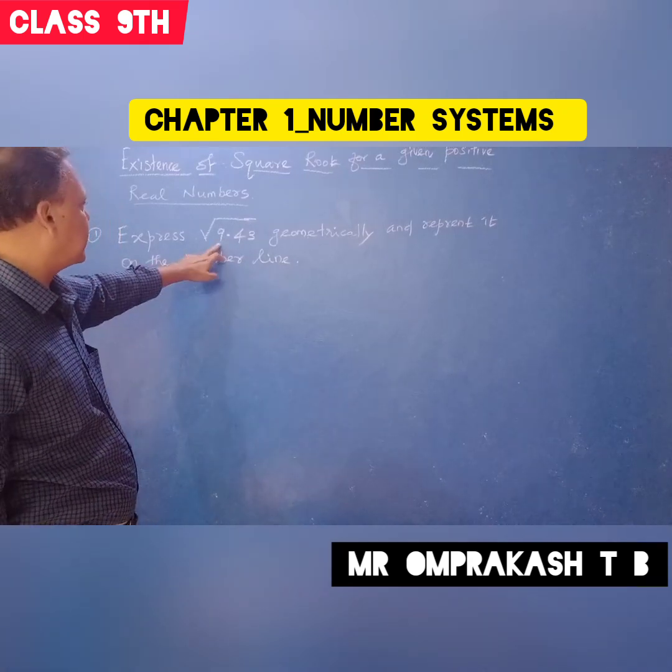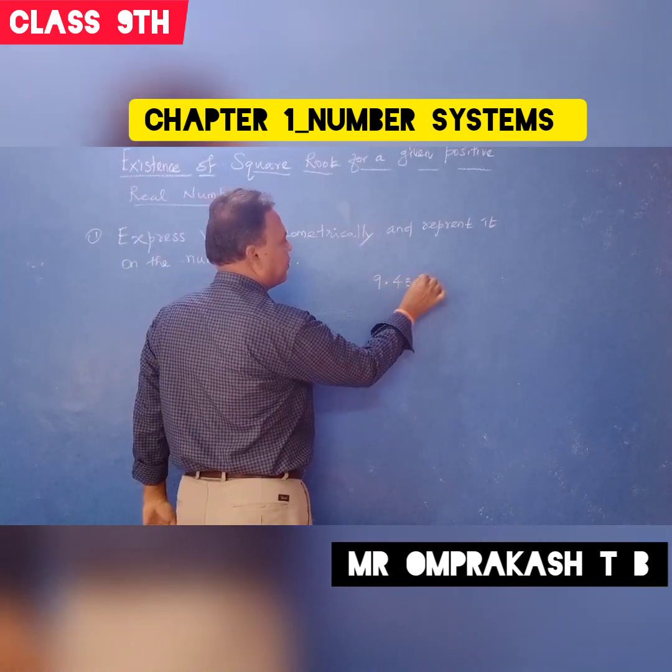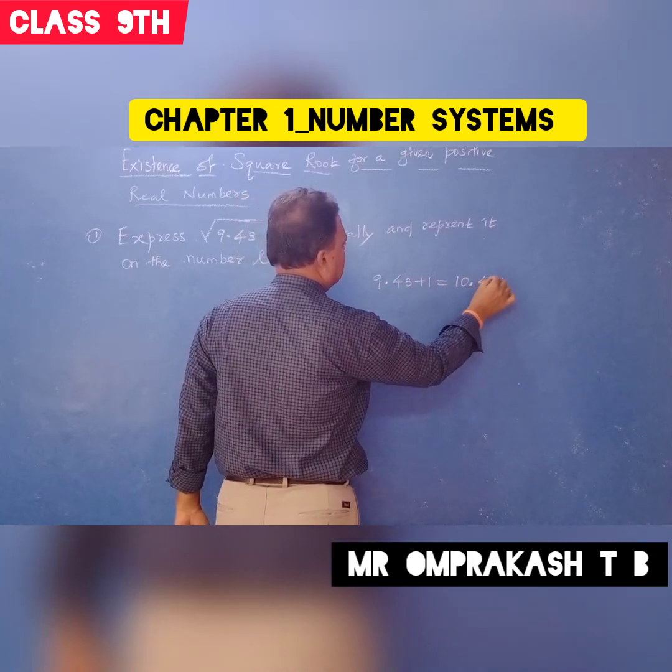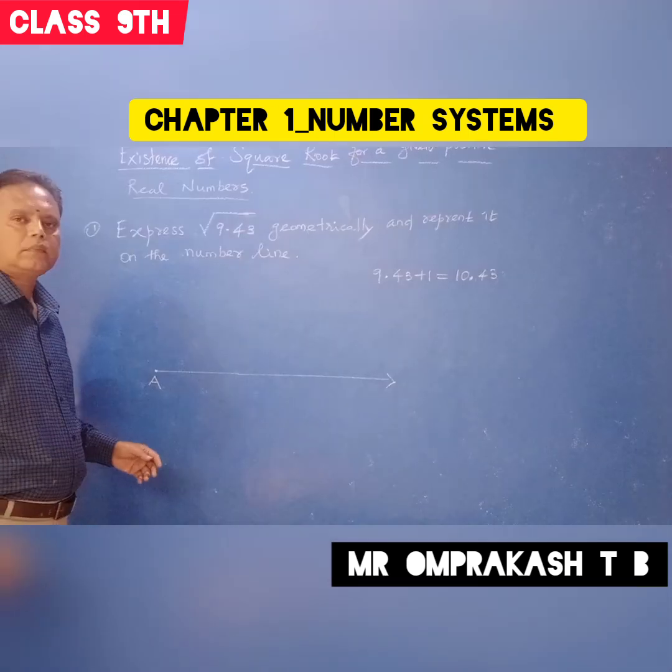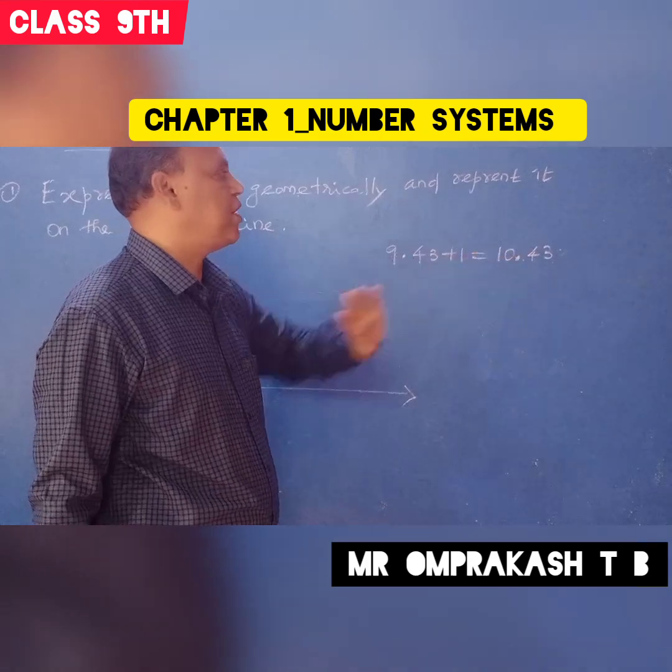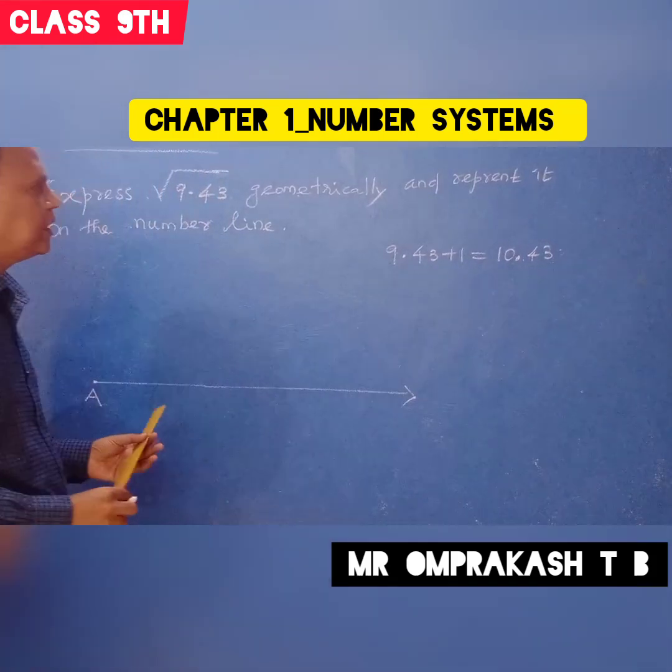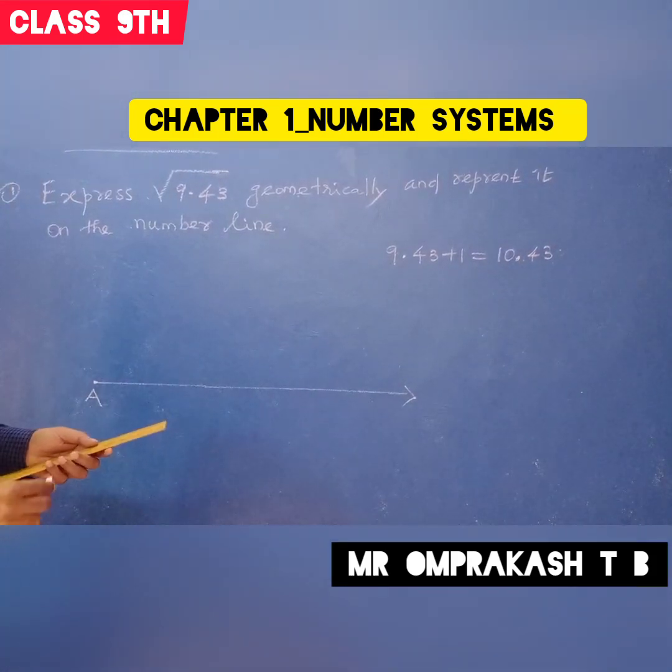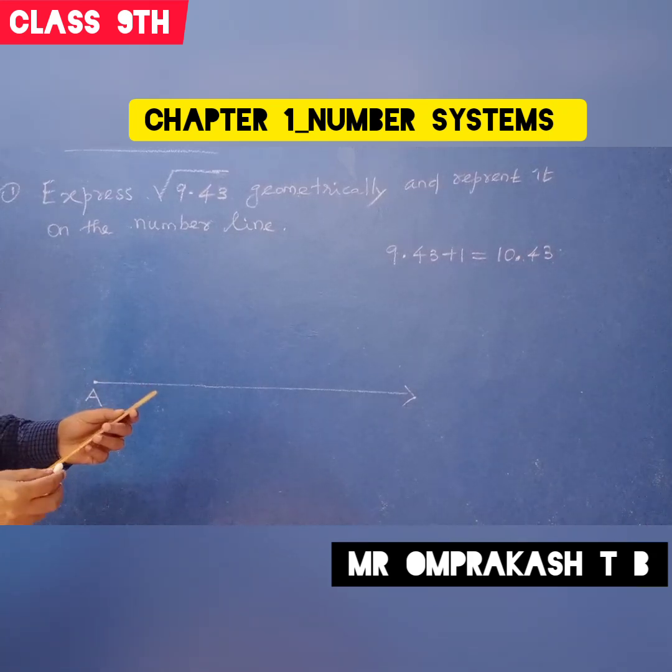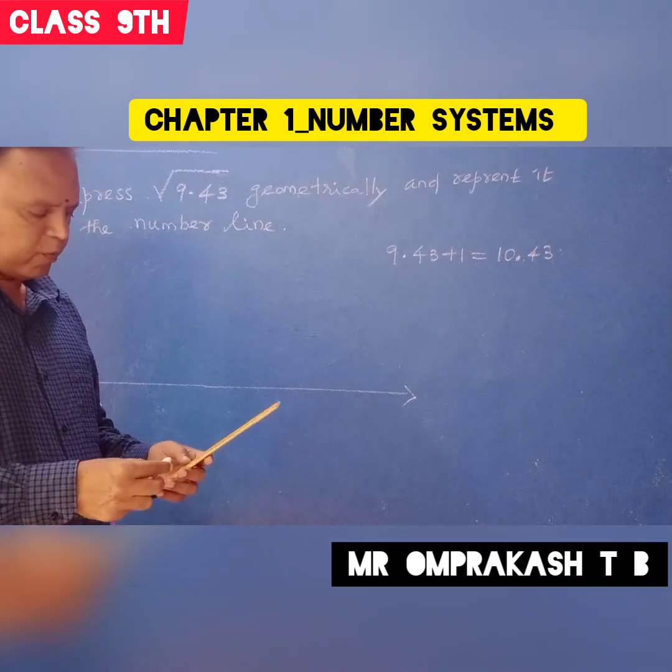First, you see 9.43 is there. You have to add 1 to this number, which means 10.43. So you have to measure 10.43. Take the scale and measure approximately 10.4.